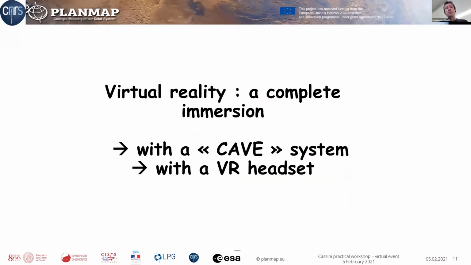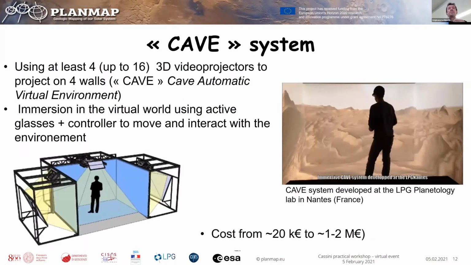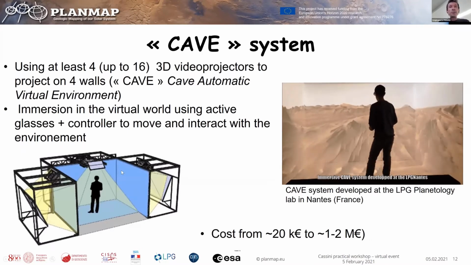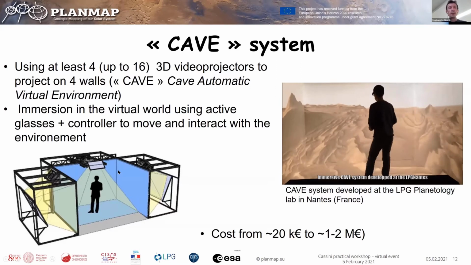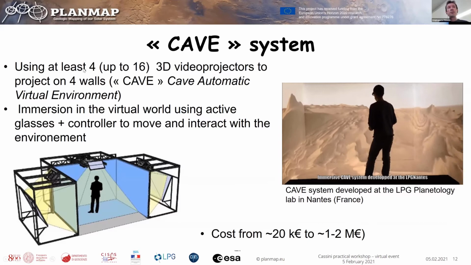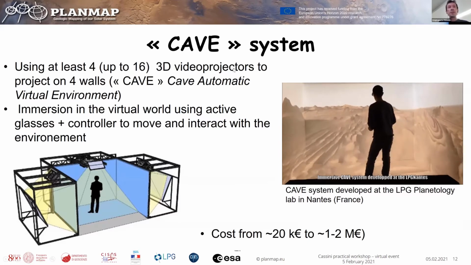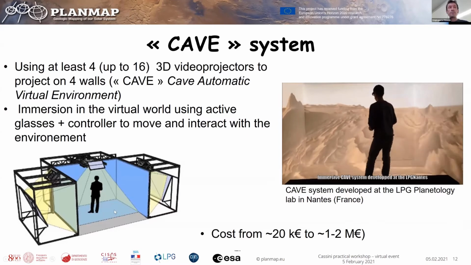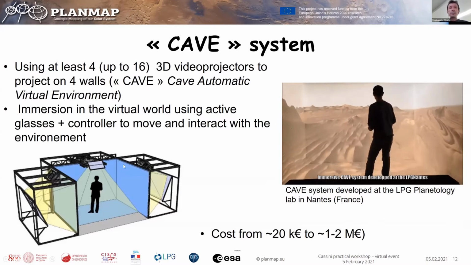Now I switch to virtual reality, which means that you have a complete immersion. You can do it in two ways. The first way is to use what we call a CAVE system. The CAVE system is an environment which can be as big as your meeting room, where you use at least 4 video projectors, up to 16 3D video projectors, which project on the 3 walls plus the ground.